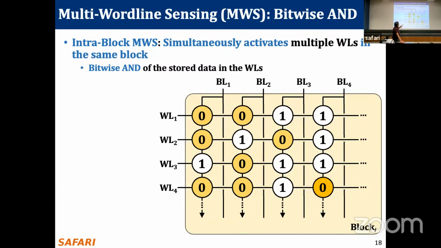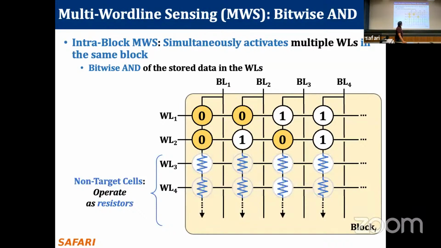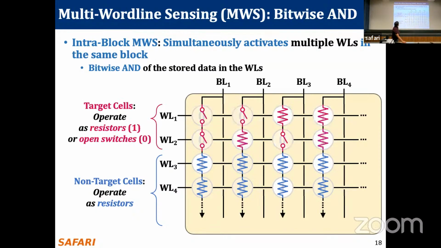within a block. To do that, we have an intra-block MWS operation, which, as I said, works within a block, and it simultaneously activates multiple word lines in the same block. Here we take an example of 4 word lines in a block, and we want to read only 2 word lines within that block. So we simultaneously activate 2 word lines, and depending on the charge level in the cell, it acts either as a resistor or as an open switch.